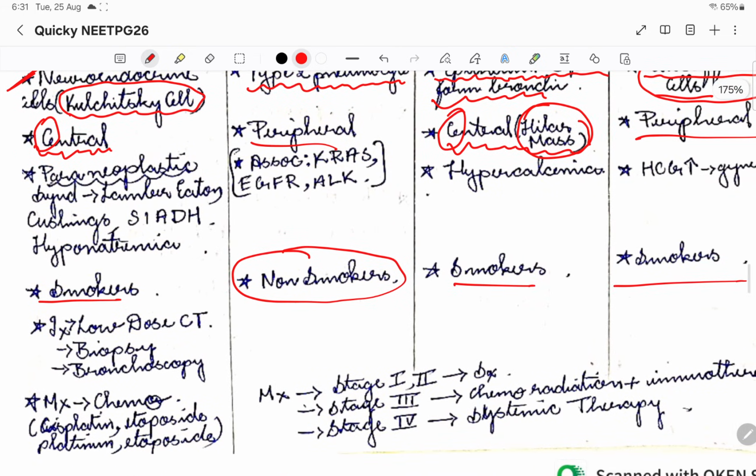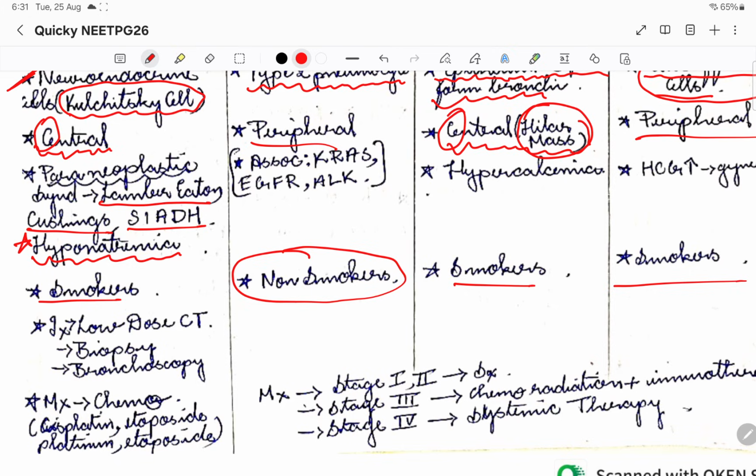Then coming to paraneoplastic syndromes, I told you in the chapter of general pathology itself that lung carcinomas will generate some paraneoplastic syndromes. The major paraneoplastic syndrome with small cell carcinoma is Lambert-Eaton syndrome. We had discussed Lambert-Eaton syndrome in general physiology, where the calcium influx is affected in action potential generation. There will be Cushing's syndrome and SIADH, and please note that there will be hyponatremia.